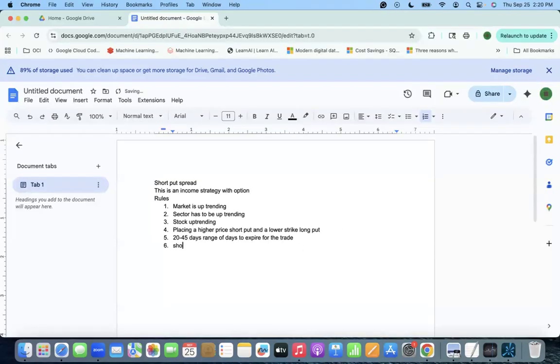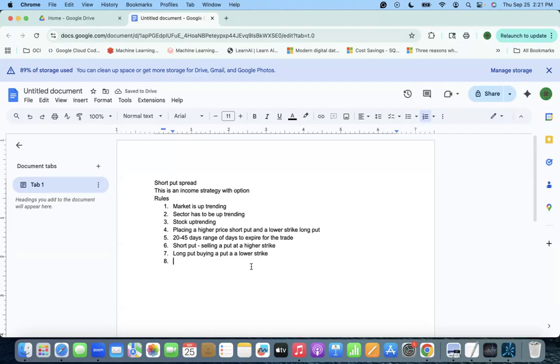So the short put is selling a put at a higher strike, and the long put is the other arm of the spread, right? The vertical spread has two arms, and the other is buying a put at a lower strike, right? So that's what we're going to do.